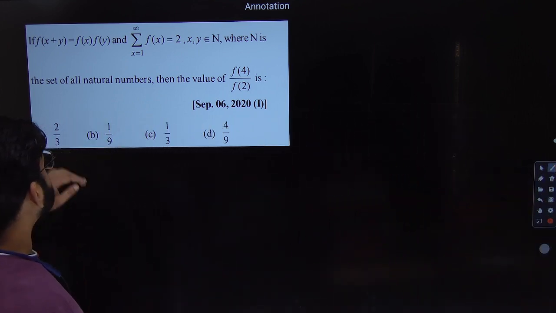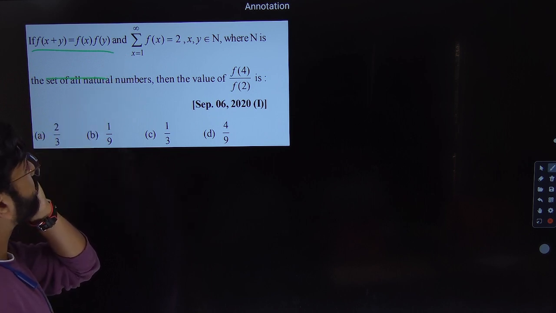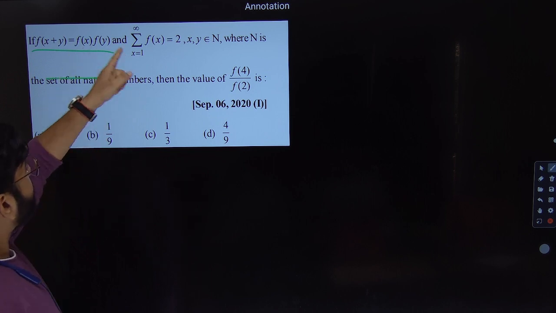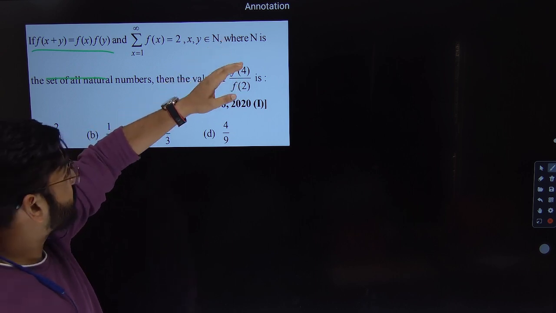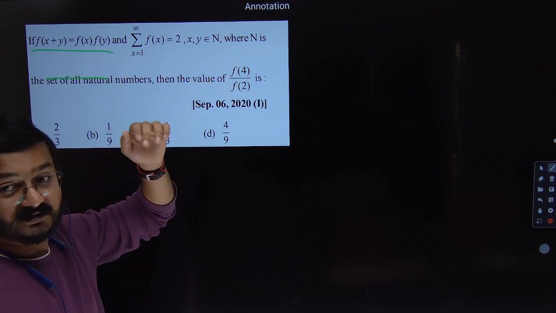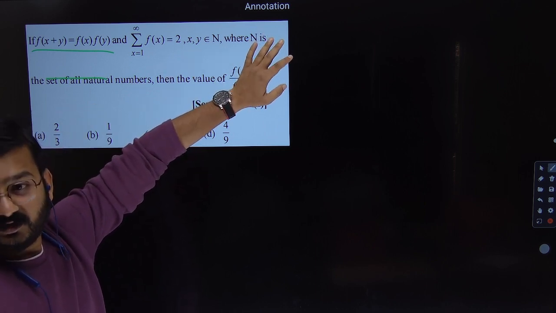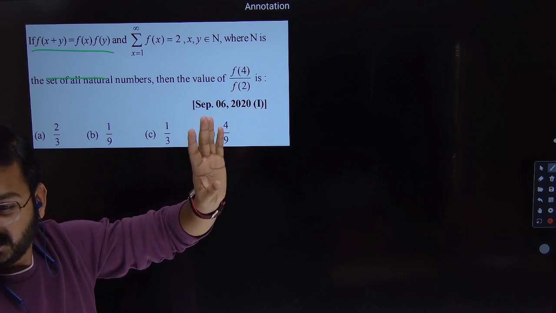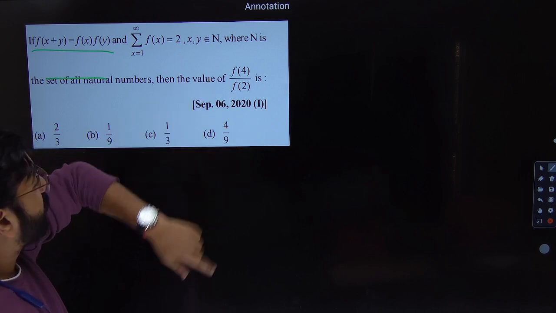Okay, so if you see the nature of the function, f of x plus y is equal to f of x into f of y, and x and y are only natural numbers. You can't assume, some students start solving this by assuming x and y is 0. That is the reason they have written natural number. So zero will not work here. You can't assume 0. Find the value of f of 4 by f of 2.